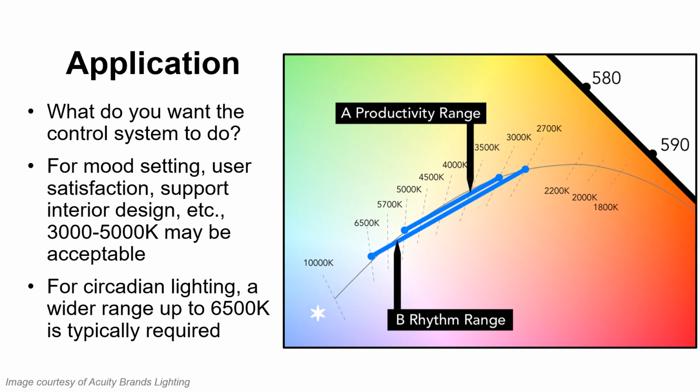As with all lighting and controls, the right solution always begins with what you want the system to do. For general productivity applications, a 3000 to 5000 K range will often be suitable. For circadian lighting, however, the range may need to be expanded to include a very cool 6500 K.